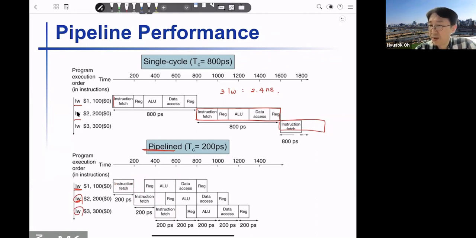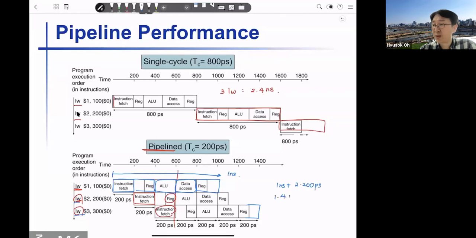Okay, then we can think that this is one stage, another stage, another, and this is another stage. So each one takes 1,000, so 1 nanosecond. To complete one instruction, we have to pay 1 nanosecond, but to complete these 3 instructions, we just need 1.4 nanoseconds. Okay, so much faster.